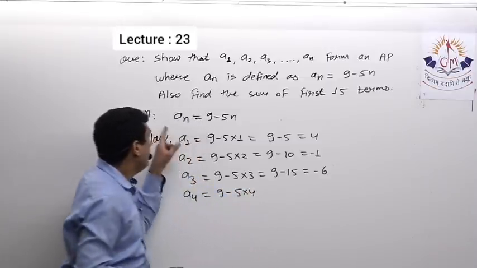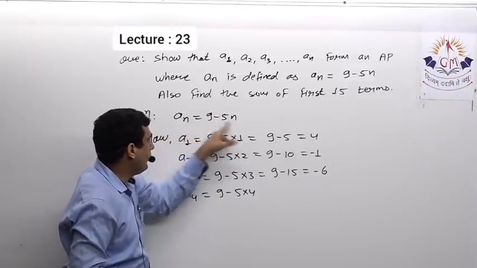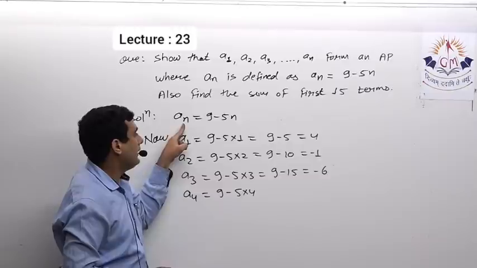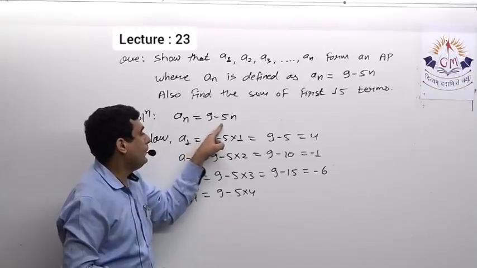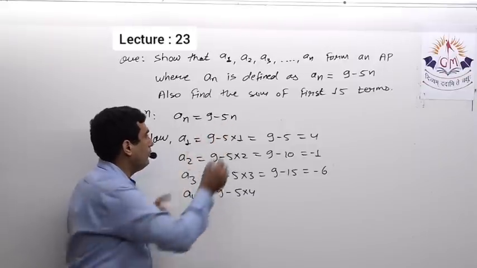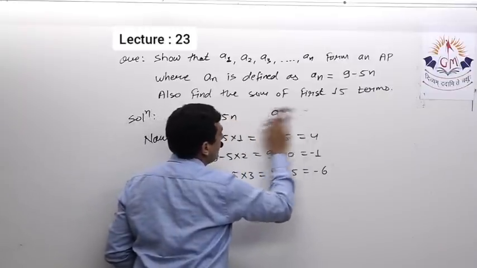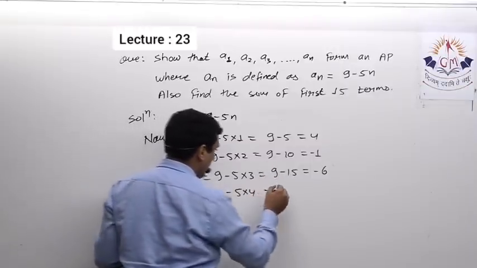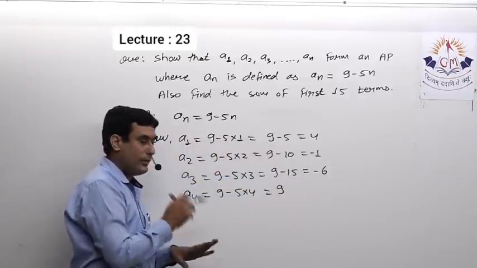What I am doing, see, this is the nth term. I am keeping n equal to 1, and when I keep n equal to 1, I have to put n equal to 1 on both sides. So over here I will get a1, and over here I will get its value, 9 minus 5 into 1, that is 4. 9 minus 5 into 2, don't write it in this way, 9 minus 5 2. When 5 and n are there, it means there is a multiplication sign. So this way I will get some 4 terms of the sequence. Still we have to check whether it represents an AP or not.